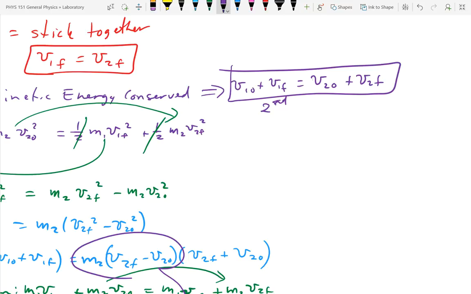We have 4 unknown speeds. So if they give us 2 of the speeds and the 2 masses, then we'll have 2 unknowns for 2 equations and we can solve. There's actually a total of 6 variables in a collision problem: mass 1, mass 2, speed 1 initial, speed 1 final, speed 2 initial, speed 2 final. So they still have to give us 4 of those 6 variables for us to be able to solve it using these 2 equations.